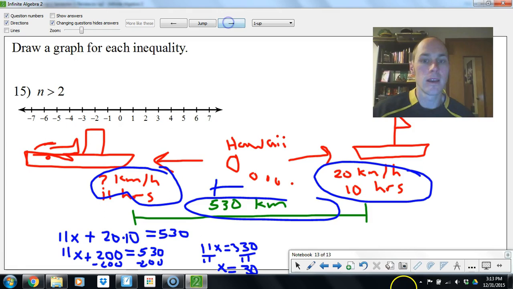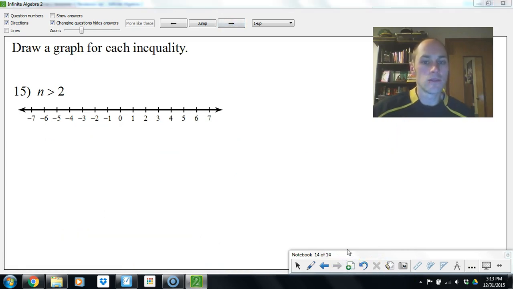Okay, next question. Draw a graph for the inequality n is greater than 2. So at 2, I have an empty circle, because it doesn't include 2, it's not also equal. Then we need to figure out which way we're shading. So I can choose test points. I could choose 1. Is 1 greater than 2?